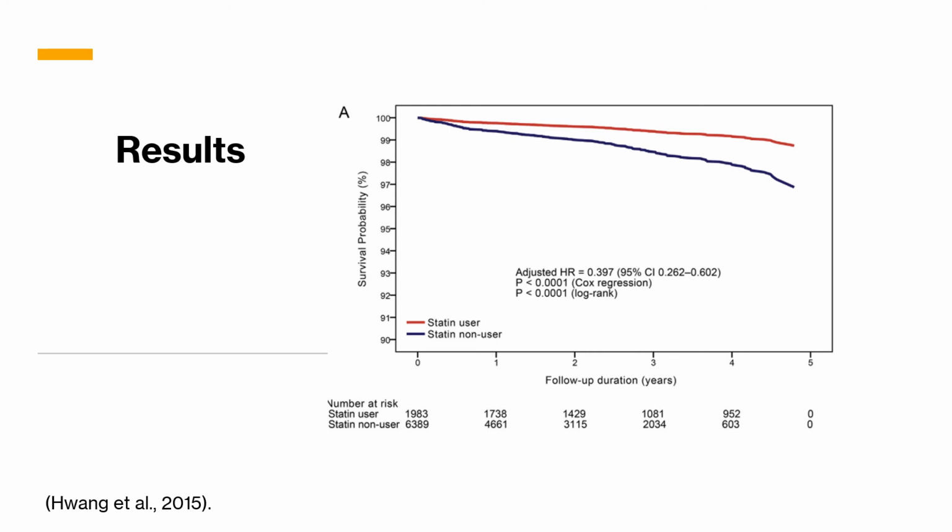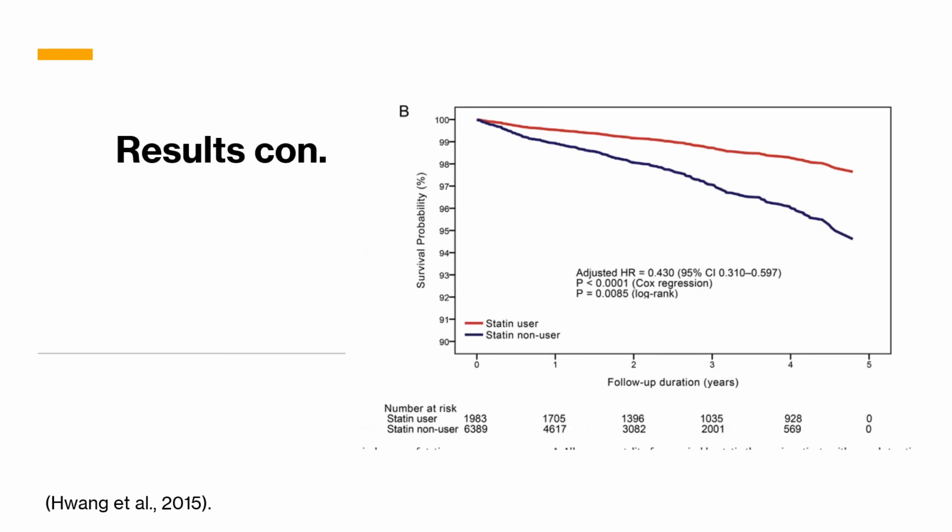On the vertical y-axis is the survival probability for all-cause mortality. The horizontal x-axis depicts the follow-up of 1 through 5 years. As depicted in these results, statin use, represented by the red line, had a significantly better survival probability rate than non-statin users, represented by the blue line, for all-cause mortality.